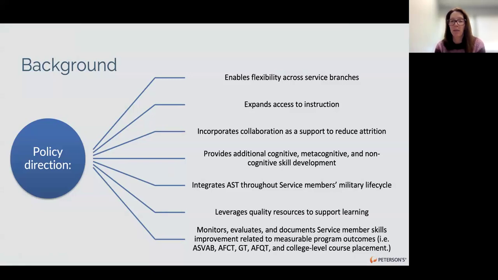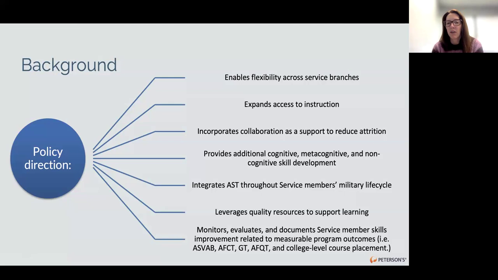We're providing additional cognitive, metacognitive, and non-cognitive skill development. So we're not just talking about the actual cognitive skill development, meaning we're not just teaching math facts and grammar rules, but also things that are metacognitive, in terms of building persistence, grit, thinking about thinking, making plans, thinking about how to pivot when a plan doesn't go as it should, and applying all of those things to the process of learning.